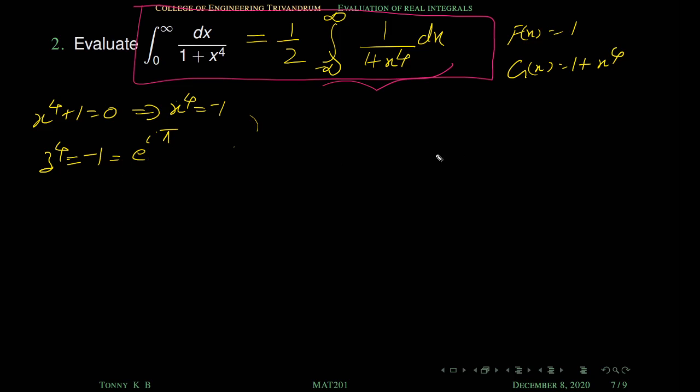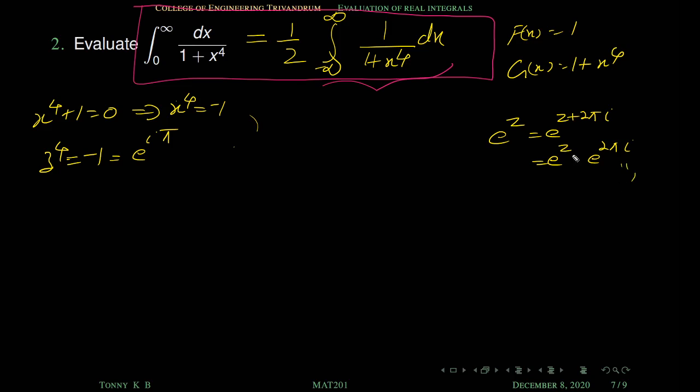Also, what is the periodicity of e raised to z? We know that e raised to z is equal to e raised to z plus 2 pi I, because we can write this as e raised to z into e raised to 2 pi I. And what about e raised to 2 pi I? That is cos 2 pi plus I sin 2 pi. We know that sin 2 pi is 0 and cos 2 pi is 1. So this value is 1.